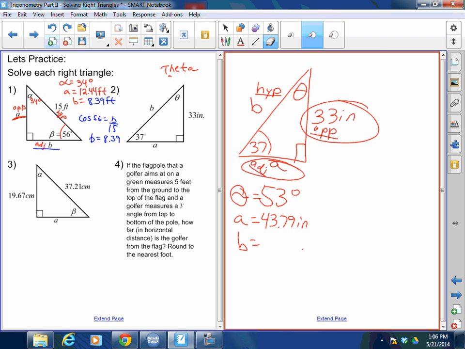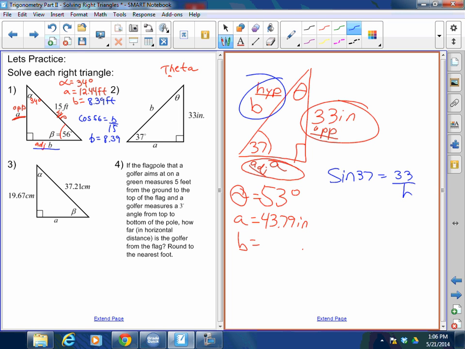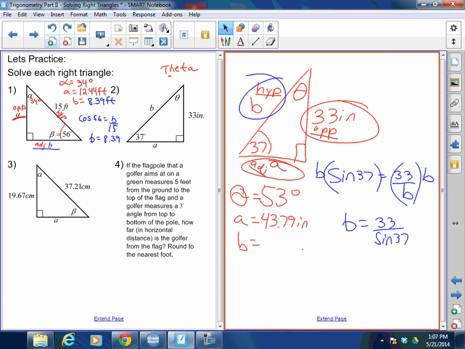Thank you, guys. Okay. Now, I want to find B. Who uses opposite over hypotenuse? Sine. So the sine of 37 now equals opposite over hypotenuse B. Solve for B, guys. As you can tell, it's always going to be the same pattern. So in the end, B is going to equal 33 over the sine of 37. Do you guys understand the math, what I did there? Okay. Because those canceled and I had divided by the sine of 37.